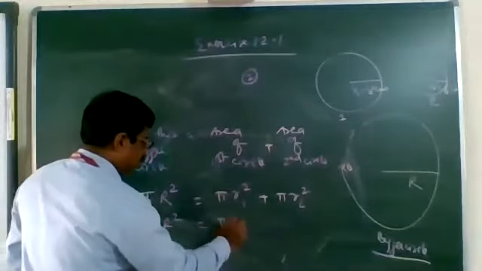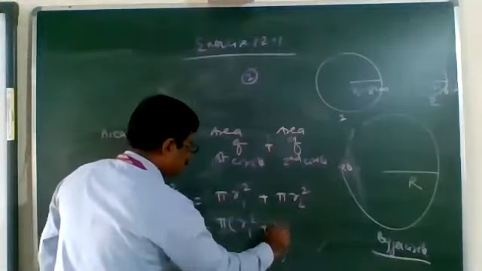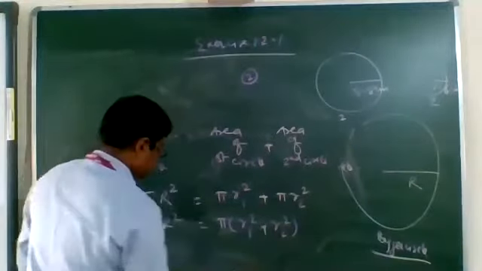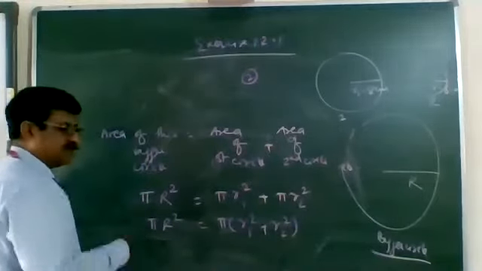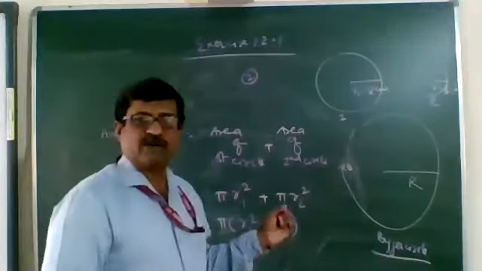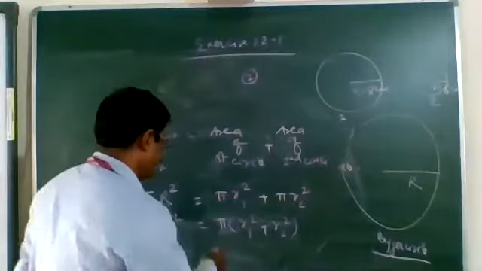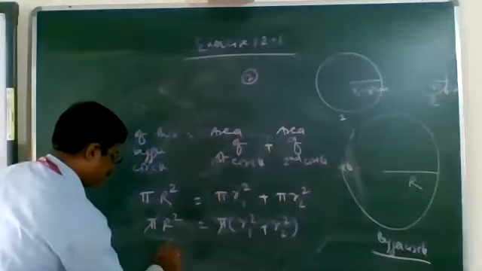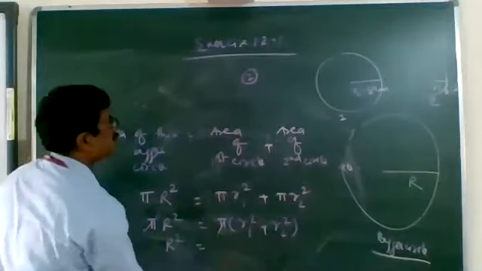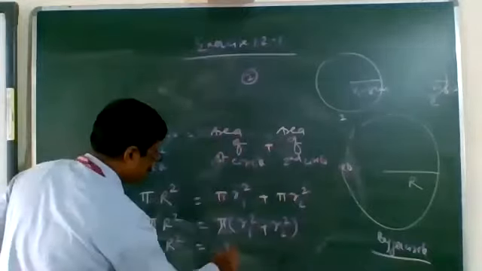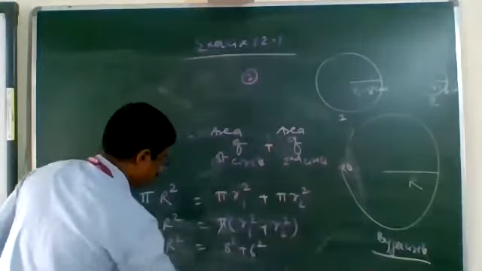Pi we are taking common. We got r1 square plus r2 square. Same way, we are not putting the value of pi because we are taking pi common. We are going to cancel it. Therefore, r square equal to r1 square plus r2 square. R1 is here 8, so 8 square plus 6 square.